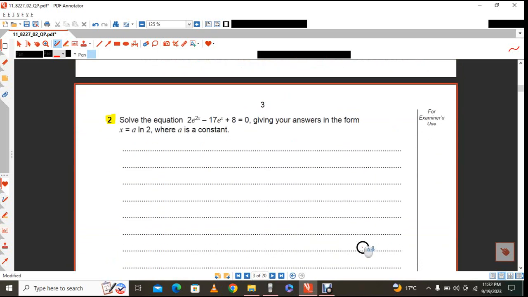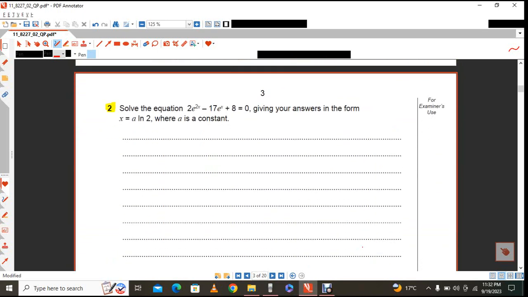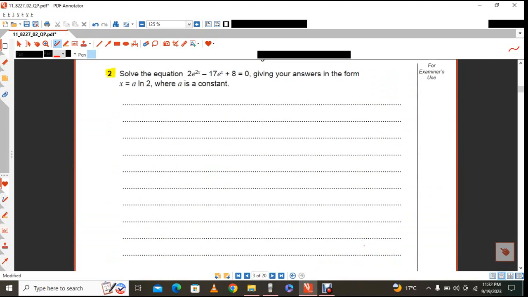Right, question 2. I've highlighted it here as well, so we're going to do question 2. Solve the following equation. Anything that you have with e raised to the power of something, remember it's definitely going to involve you taking the natural log somewhere. We're just going to rewrite this as 2 times e raised to the power of x, squared, because it doesn't matter how you write the indices, it still gives you the same.